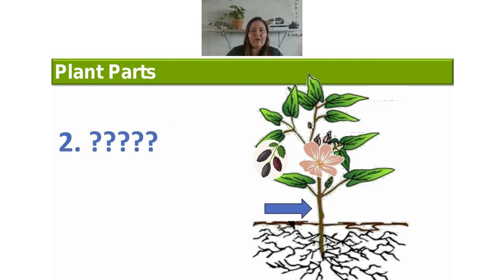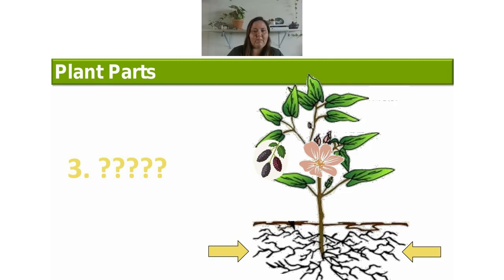How about this part? This part's like a straw, drawing up water, nutrients, or food to help deliver it to the other parts of the plant. It's the stem. The stem also holds up the leaves, flowers, and fruits. Now, can you name this part? It acts like a sponge, absorbing all the nutrients and water from the soil. It's the roots. The roots also hold the plant in the soil so it doesn't blow over or wash away, kind of like an anchor.